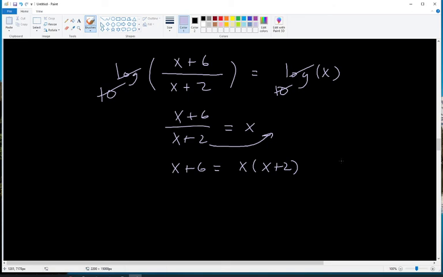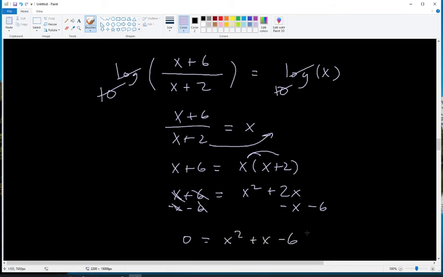Okay, so now I've got to distribute my x. So my x distributes. I get x plus 6 equals x squared plus 2x. I'm going to subtract the x across and subtract the 6 across, trying to get everybody on the same side so I can factor or use the quadratic formula. So that's going to be x squared plus x minus 6.